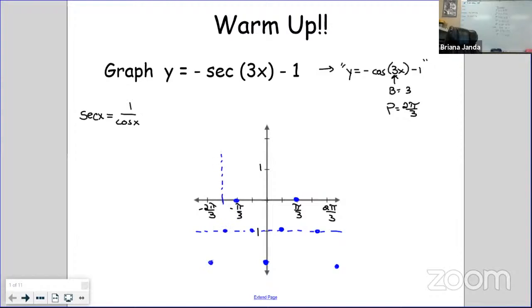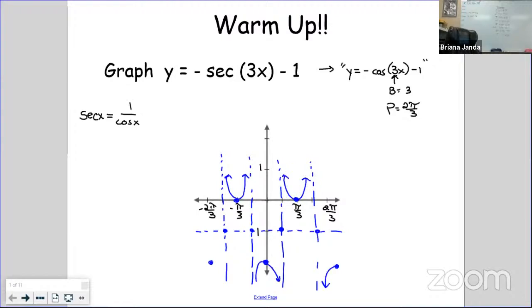All of my dots on my midline become my asymptotes. Those are where cosine is equal to 0, which makes secant undefined. Use all of my dots off of the midline to draw parabolas that go away from my midline. All right, what questions do you have for me?